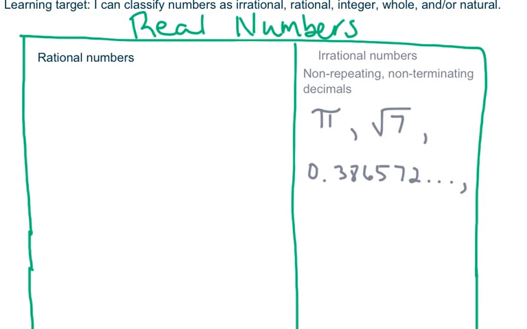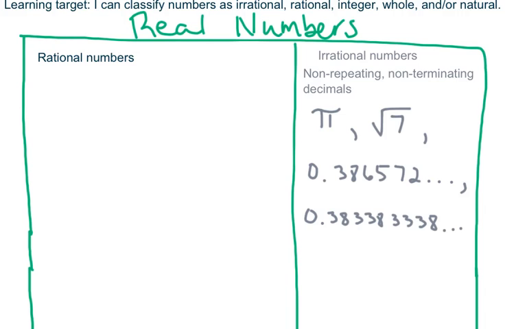I also want to point out that this number, 0.383338..., is also an irrational number. There is a pattern to it, however, the digits don't repeat in a pattern. For example, you cannot put a bar over the 3 and the 8 because you keep adding another 3 in there. So that is another example of an irrational number.